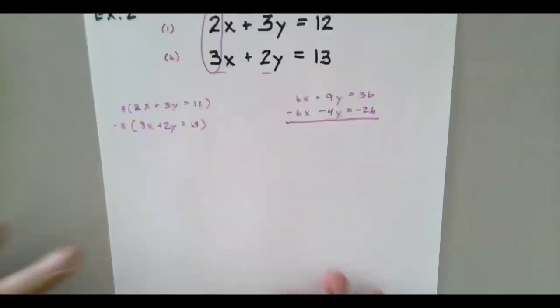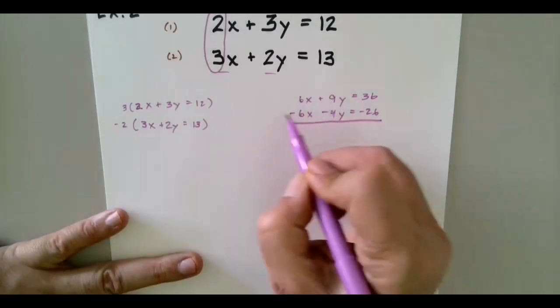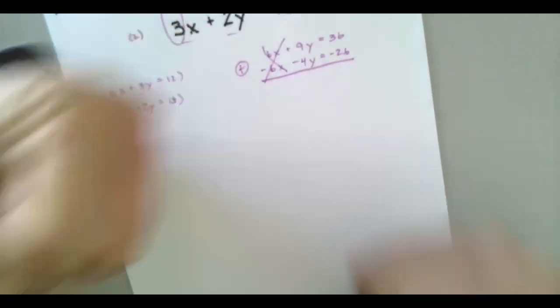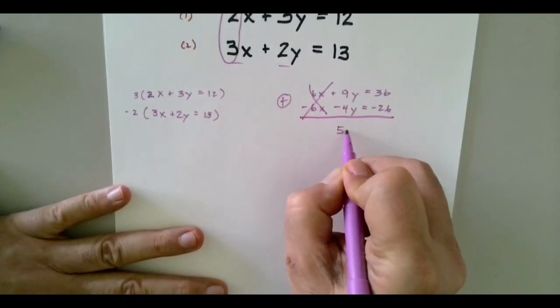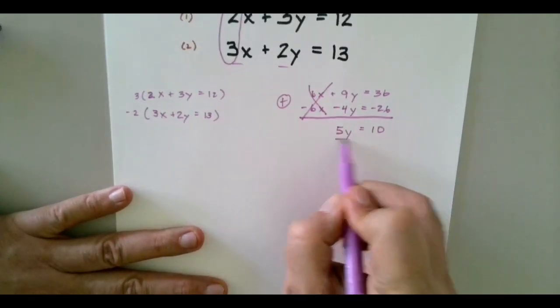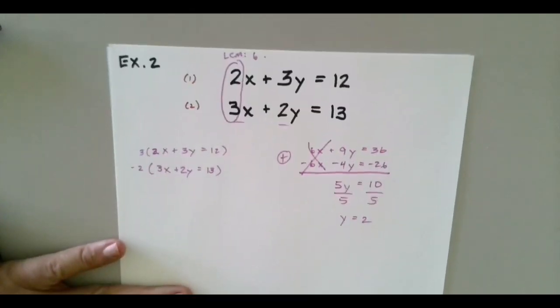So this is the magic of this method. When I go to solve this, the first time nothing lined up. I'm like, this is impossible, right? You're thinking maybe I should graph it or maybe I should substitute. But I can still use elimination, right? So now I just add these two equations. 6x minus 6x, eliminated. 9y minus 4y is 5y, and 36 plus negative 26 is positive 10. Divide both sides by 5, and I get y equals 2. So I'm literally halfway done.